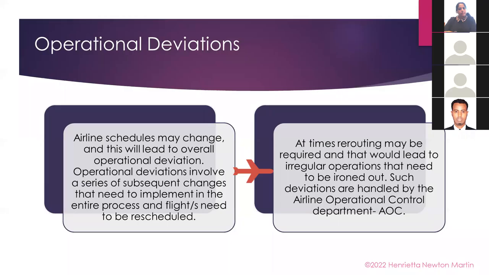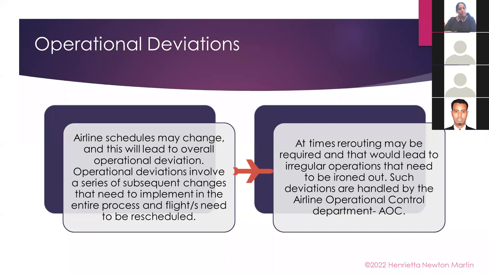Okay, so now we will learn about operational deviations as part of the airline industry. Airline schedules may change, and this will lead to overall operational deviation. Just before this, we learned what an airline schedule is and how airline scheduling is done based on market demand and so on. So airline schedules may change. There can be airline schedule deviations, and this will lead to overall operational deviation.